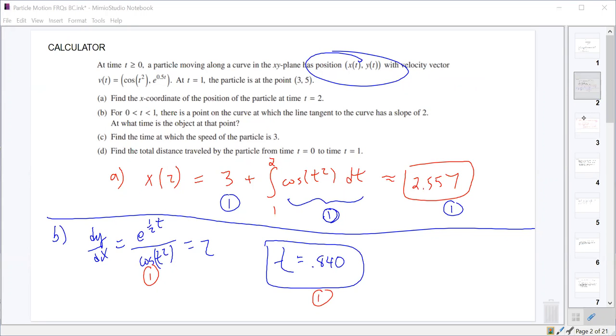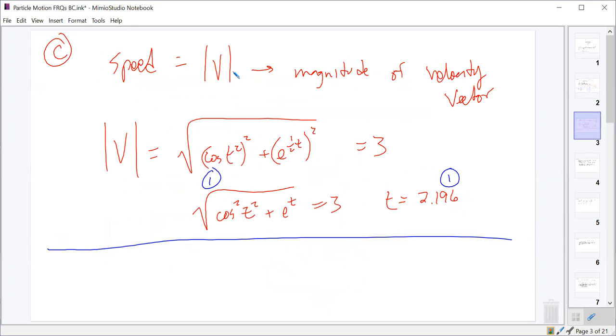So no, Ryan, when we talk about the absolute value of a vector, that means the magnitude of the vector. And the magnitude of the vector is the square root of the x component squared plus the y component squared. That's what the magnitude is. That's what the absolute value of any vector is.